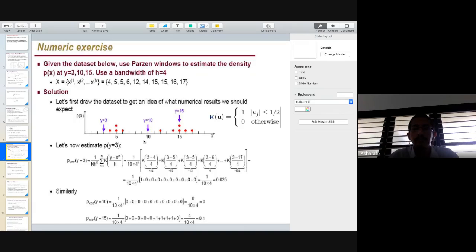I need multiple things. I need the number of points. How many points do I have? I have 1, 2, 3, 4, 5, 6, 7, 8, 9, 10. I've got 10 points.